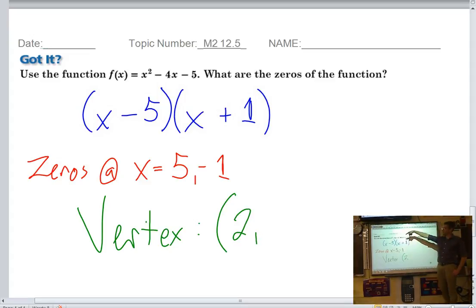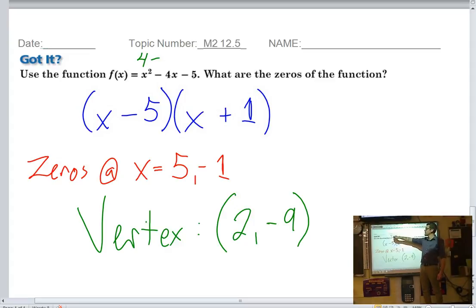I can plug positive 2 in. I get 4 minus 8. Takes me to negative 4. Minus 5 more. Get negative 9. How do you get that? So I plugged in 2. So 2 squared is 4. Minus 4 times 2. Minus 5.